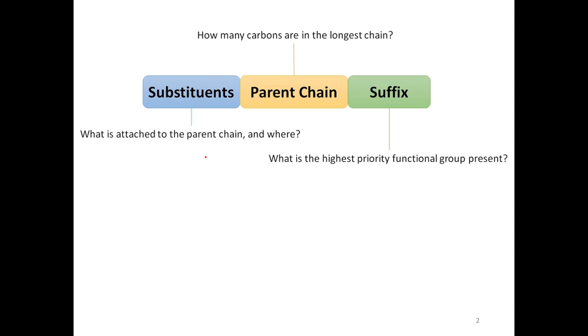So according to IUPAC rule, we have to divide any organic compound into three parts. The first part will be your substituent, and the second one will be your parent chain, and third one is suffix. So substituent is any species which is attached to the parent chain. Then parent chain is nothing but the longest linear carbon chain present in any organic compound, and suffix is the highest priority functional group present on parent chain. I hope all of you are clear here.